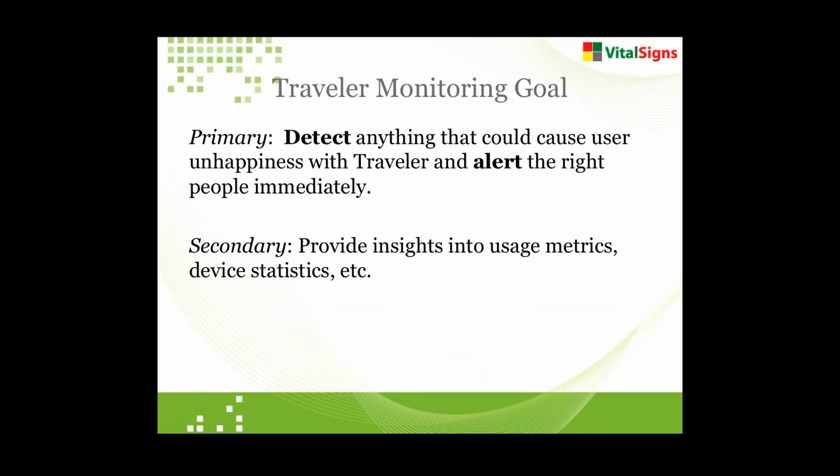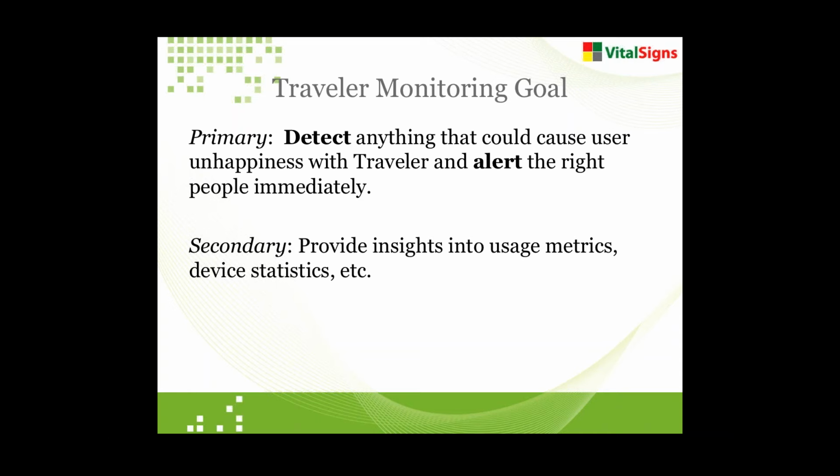So switching back to my PowerPoint presentation, now we're shifting gears and talking about Traveler monitoring, which of course all of this stuff is now HA. With Traveler monitoring, our primary goal is to detect anything that could cause user unhappiness with Traveler and alert the right people immediately. Our secondary goal is to also collect information about the Traveler servers to provide insights into usage metrics, device statistics, etc.